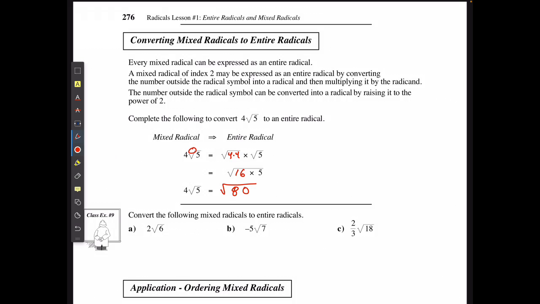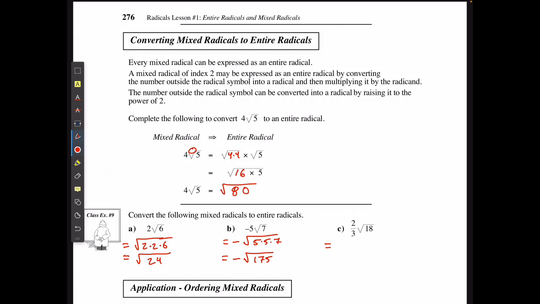I can say that this would be the same as the square root of 2 times 2 times 6, or the square root of 24. Because it's a square root, I can't move the negative inside. The negative has to stay on the outside. But I can take the square root of 5 times 7, or negative square root of 175.